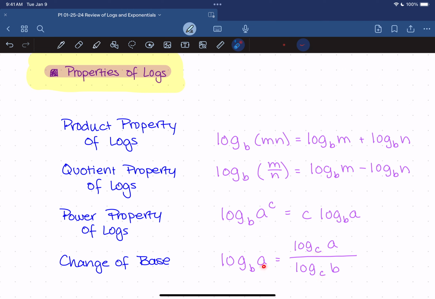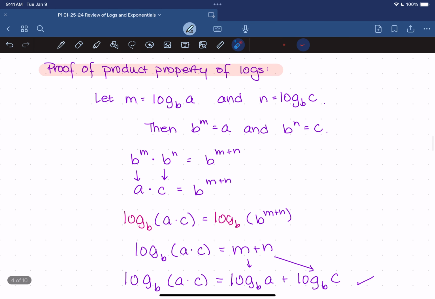Notice that the old argument is the argument in the numerator. The old base is the argument in the denominator. There's your properties of logs. Some quick proofs. So a proof of the product property.